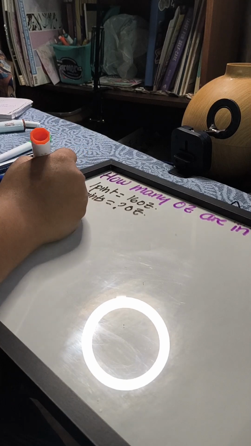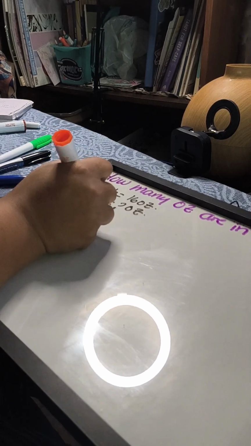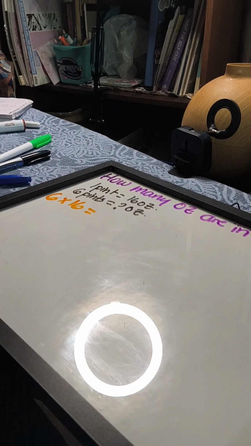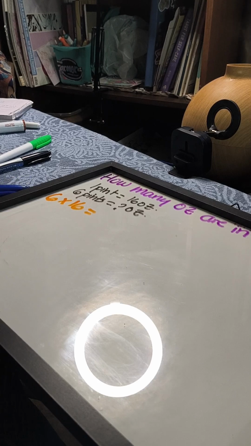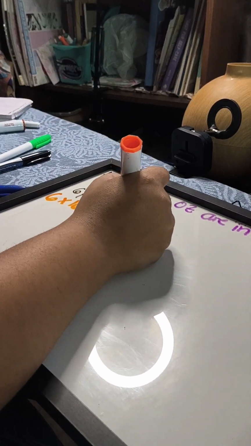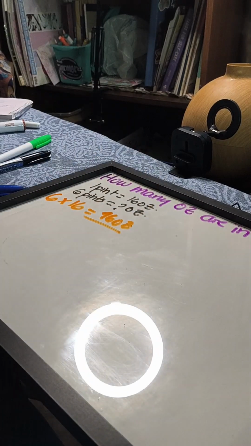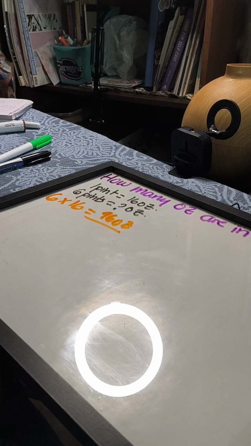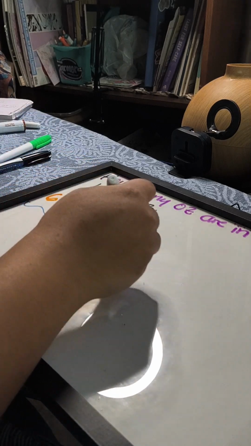So 6 times 16. This will give me 96. So I have here 96 ounces. How many ounces are in 6 pints? 96 ounces. Now I'm going to show you the dimensional analysis method.